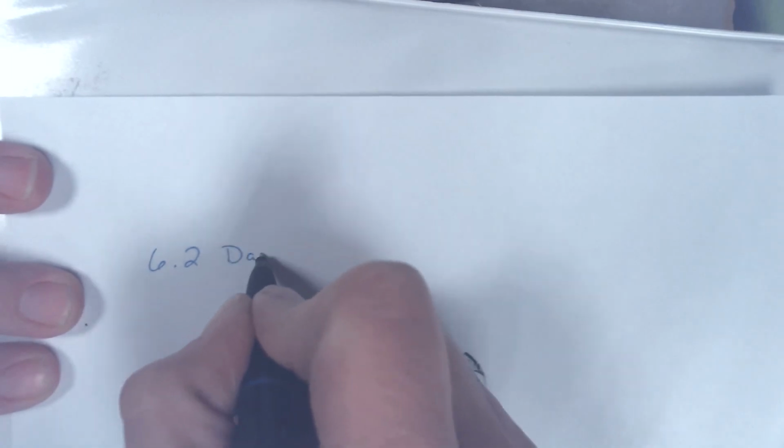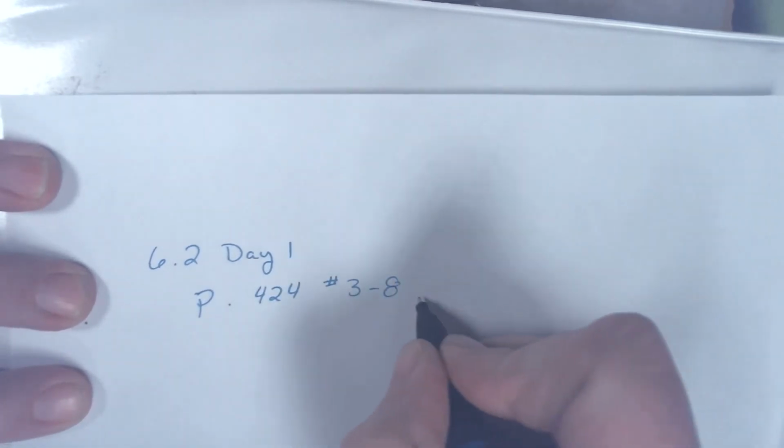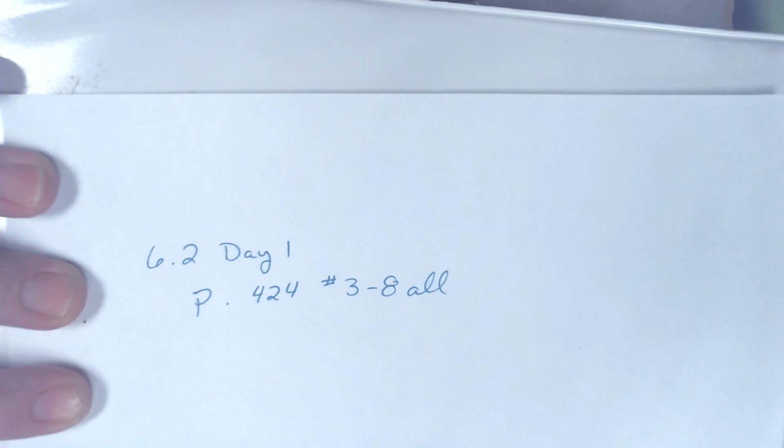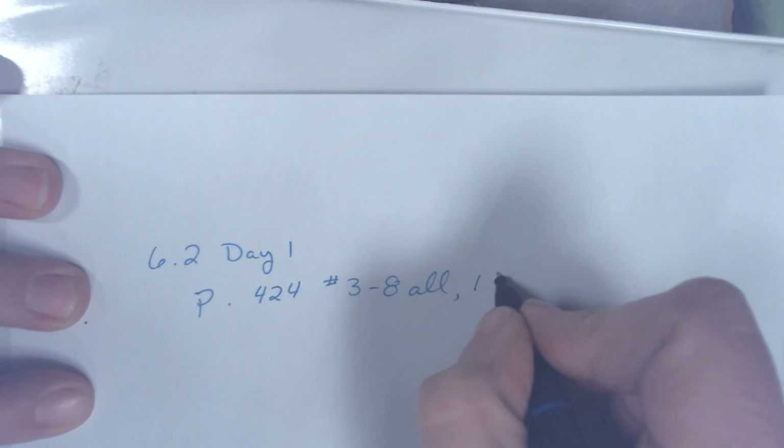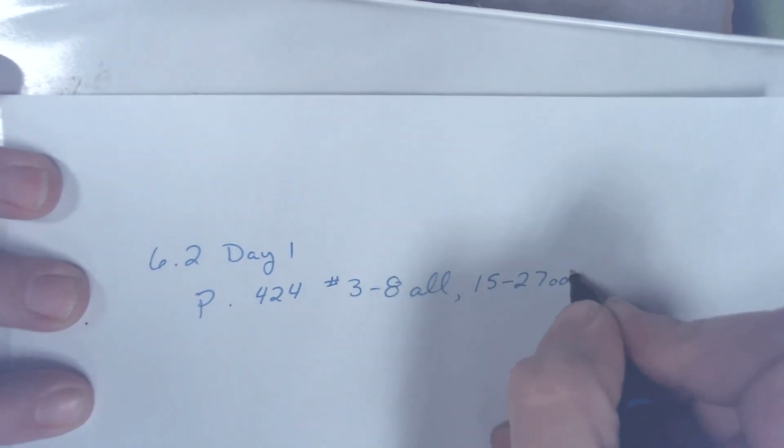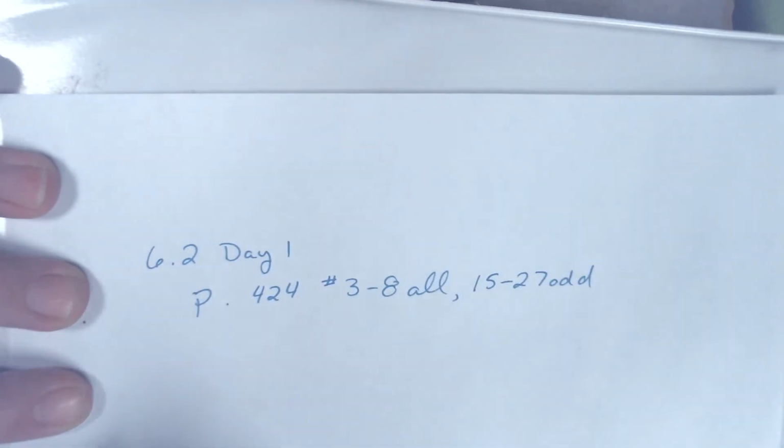But what you've all been waiting for is the assignment. I know that. So section 6.2, this is day 1 assignment. Oh, let's see, what page is it on? Oh, 424. Huh. Sorry, I like that number. Okay, numbers 3 through 8, you have to do all of them. Oh, sorry, that's not enough. All right, Michael, if you want more problems, I'll do this. Then 15 through 27 odd. Is that enough?